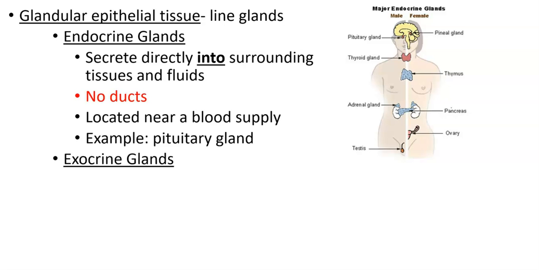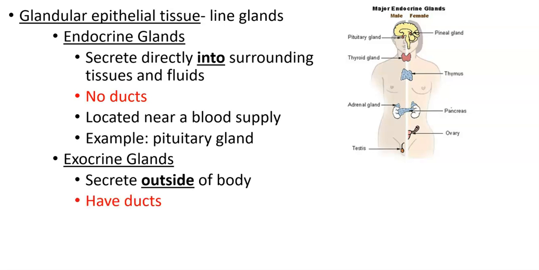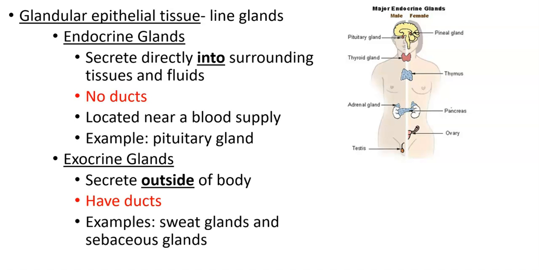So exocrine has that prefix exo. Exo means out. So these are going to secrete out onto the surface, and for them to be able to secrete outside of the body, they have to have ducts. And so we're going to see a ducting system. Think of pipes that get water from one spot to another, or air ducts in a building. Some examples are your sweat glands and your sebaceous glands, which are your oil glands.